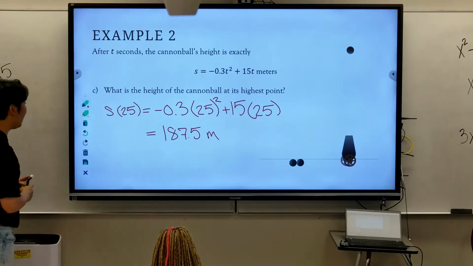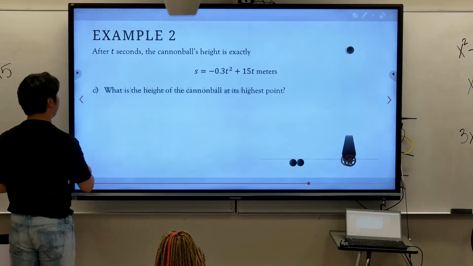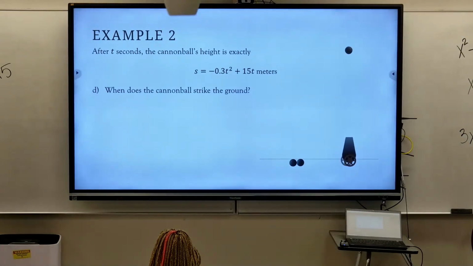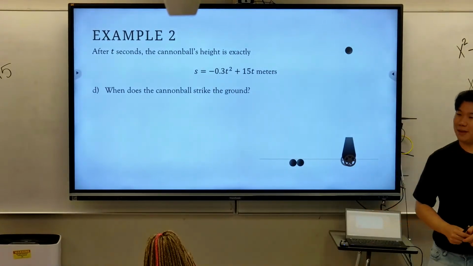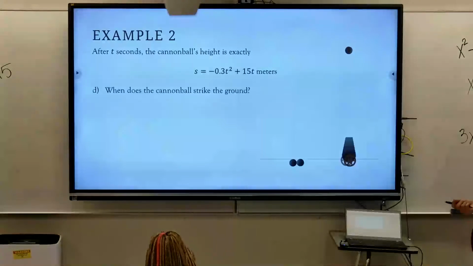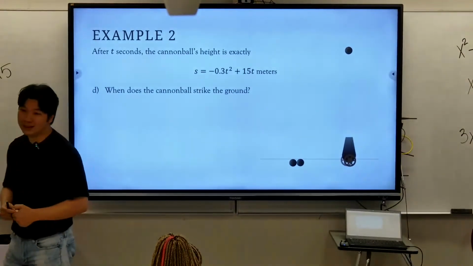All right, so now we can do part D of this example. When does the cannonball strike the ground? Again, we're doing some ideas here. How does this relate to velocity and or my position when my cannonball hits the ground? Also because I know in part E, I'm asking what is the velocity. So I know somehow I need to be working with my position function. What do I know about the position of my cannonball when it hits the ground?